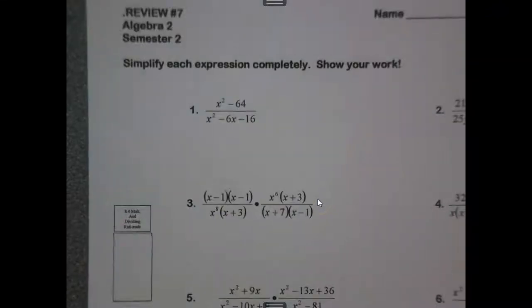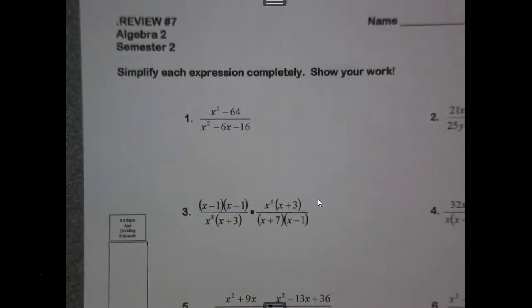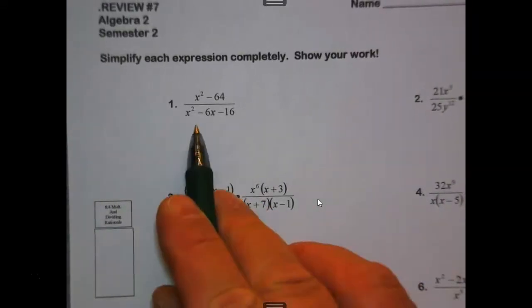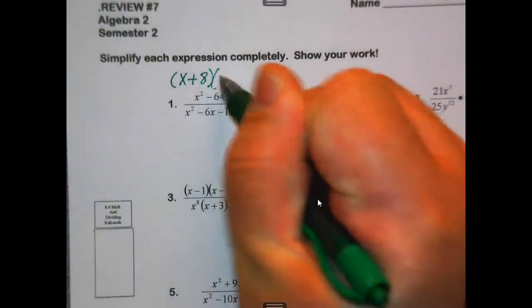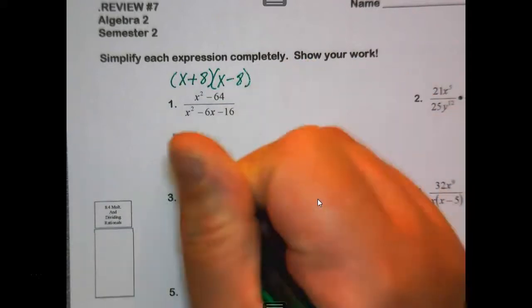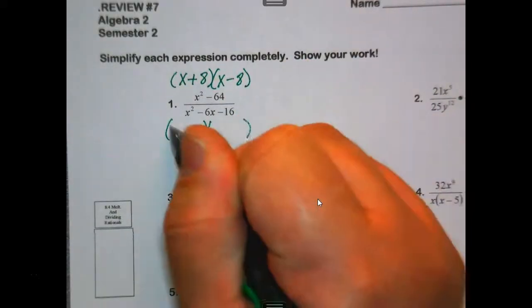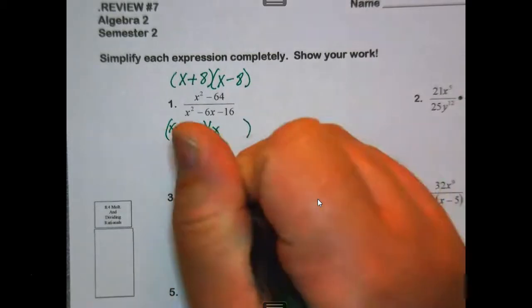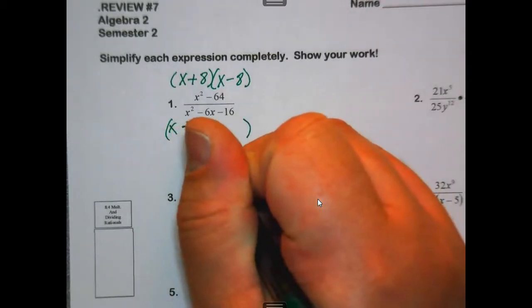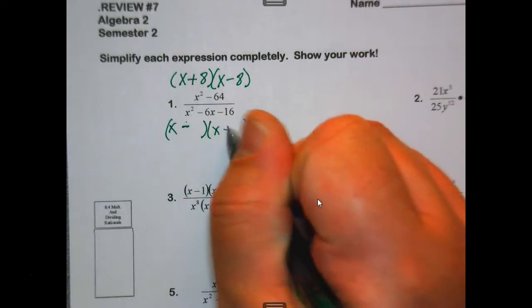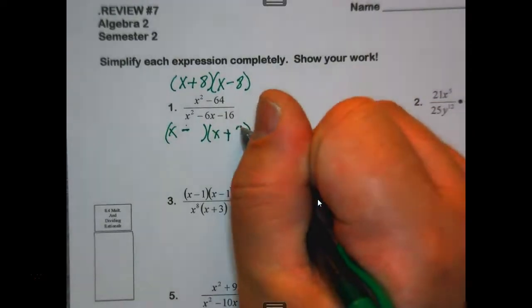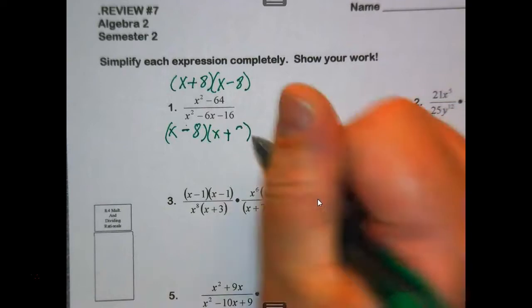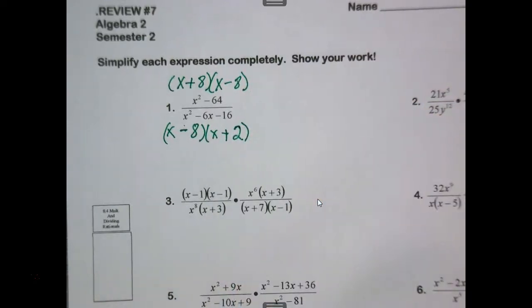Whenever you see a quadratic, the first thing you're going to do is factor it. Okay, factor the top. What do I have? And factor the bottom. No, it's plus minus. Want the larger factor to be minus, right? What can you cancel out?